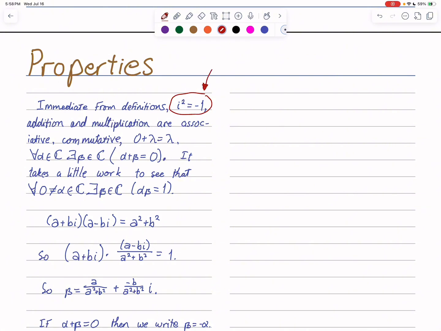It is easy to verify that addition is associative and commutative and has an identity element 0 for complex numbers, where here lambda is any complex number. Likewise, multiplication is associative, commutative, and has its own identity. I suppose I didn't write that, so I guess I should.